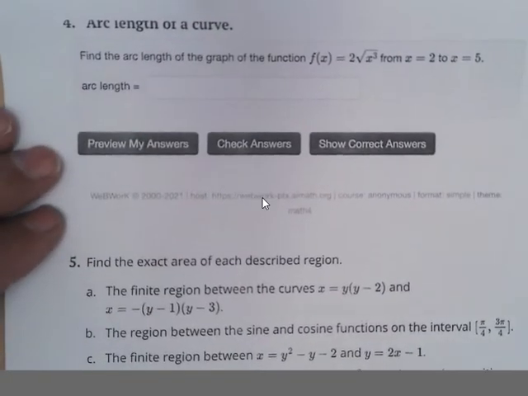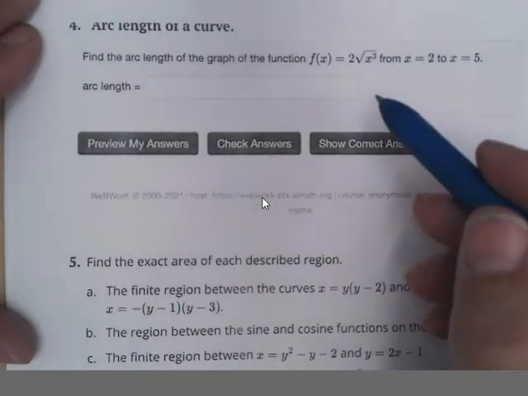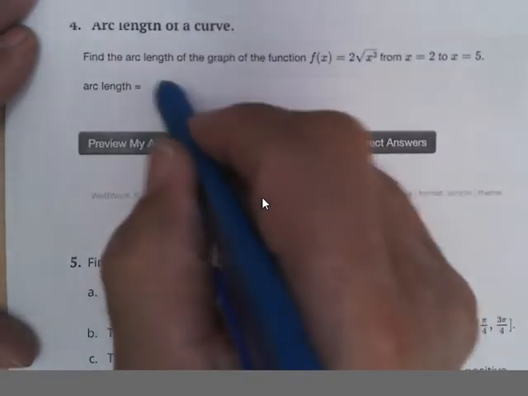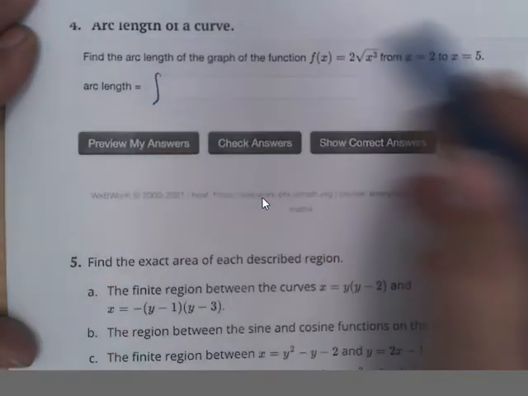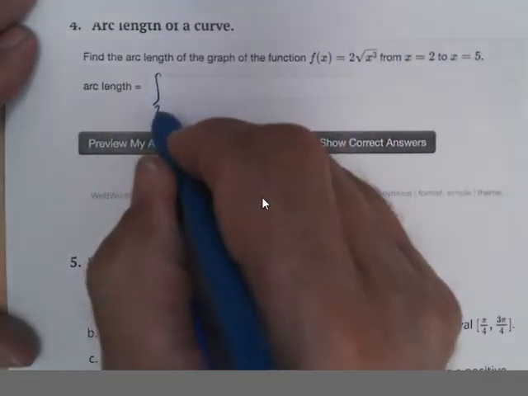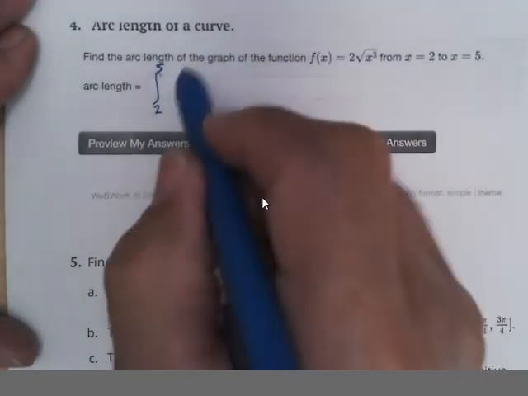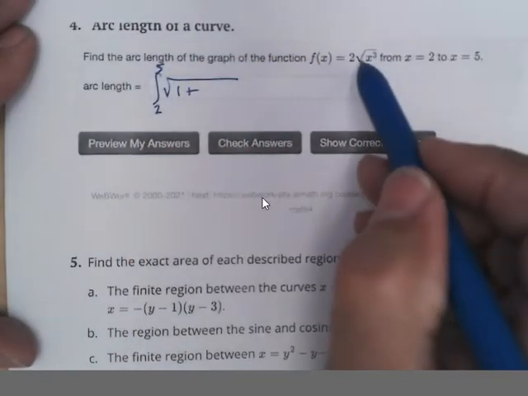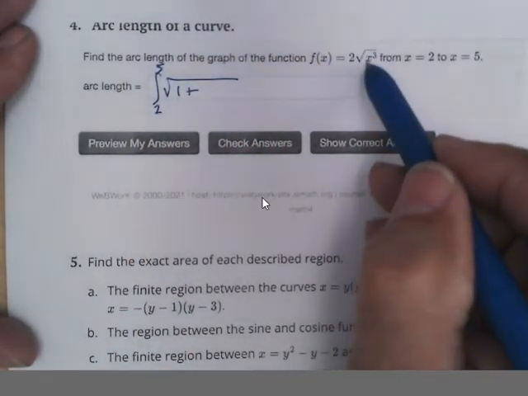Okay, we're still working on 6.1.5, the exercises in 6.1. And this is number 4, and we're supposed to find the arc length of this. And the arc length is, and we're supposed to do it from 2 to 5. The arc length is the square root of 1 plus this guy's derivative.